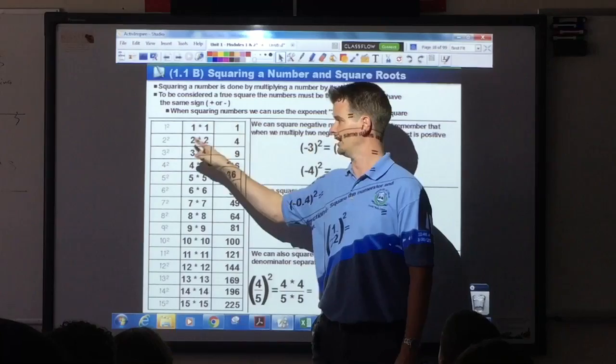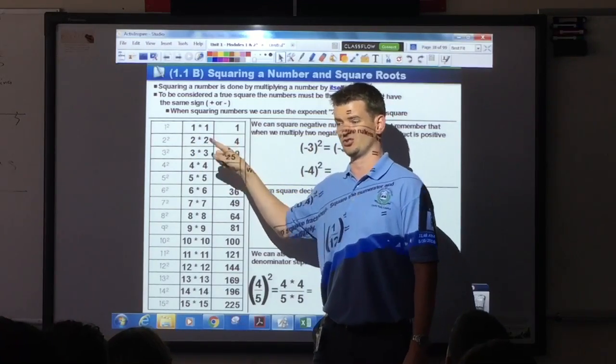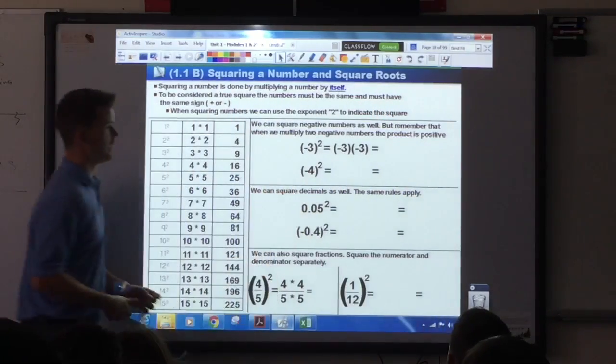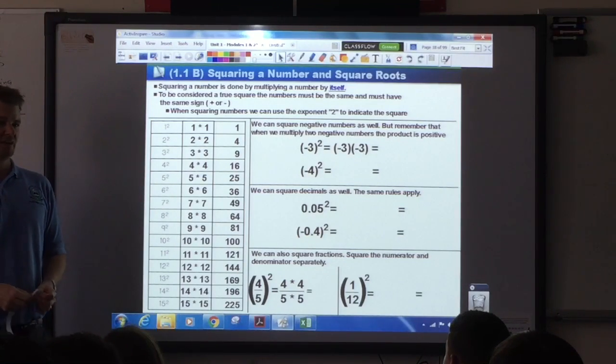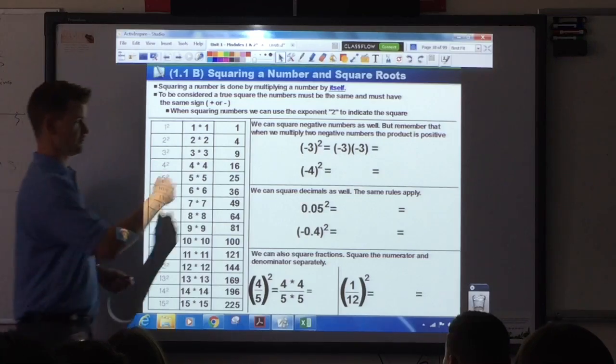We know that I have to multiply 2, so the square root of 4 is 2. We'll get to that later on. Anyway, right now I want you to understand that here, all my numbers were positive. But I can square anything. I can square positive numbers. I can also square negative numbers.